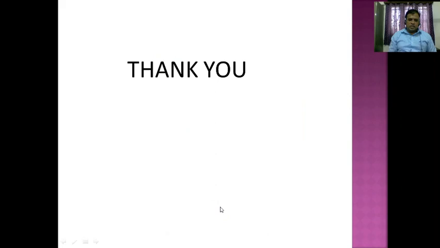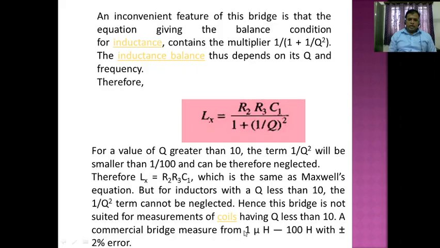A commercial bridge measures 1 microhenry to 100 henry with a 2% error, which can be calculated here. So the Hayes bridge is used for measuring coils having a quality factor q greater than 10, and the commercial bridge measures from 1 microhenry to 100 henry with plus or minus 2% error.